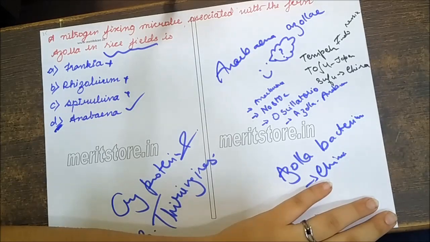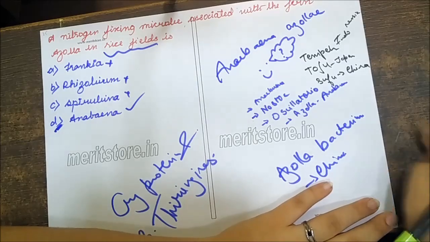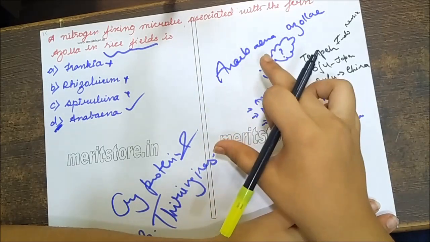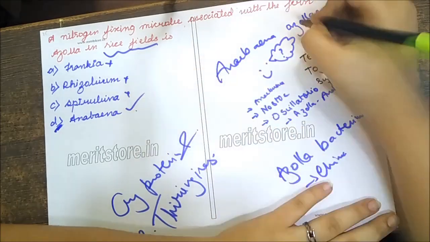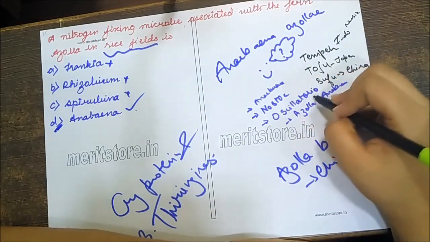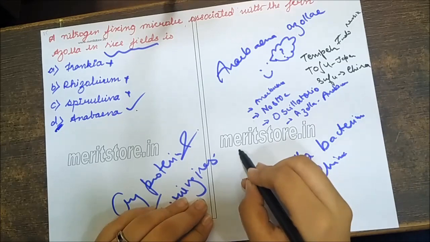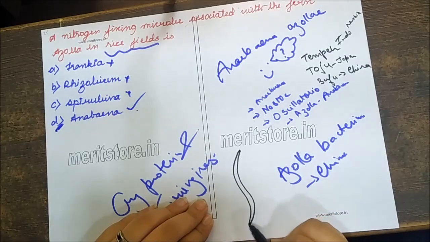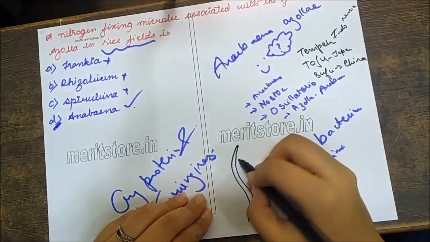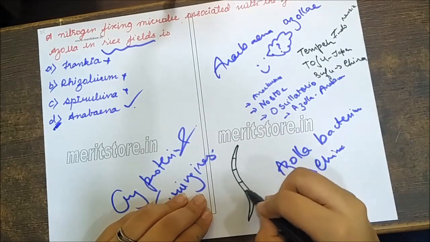Antibiotics are organic compounds produced by a microorganism in low concentration, which inhibit the growth of or kill the pathogenic organism without harming the host. Antibiotics are obtained from bacteria and fungi. So we got this answer. The nitrogen fixing microbe associated with the fern Azolla in rice fields is Anabaena azollae. Anabaena azollae, Nostoc, Oscillatoria. Oscillatoria looks kind of like an earthworm or snake.